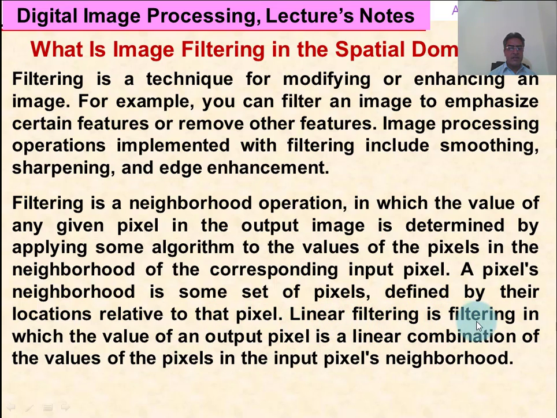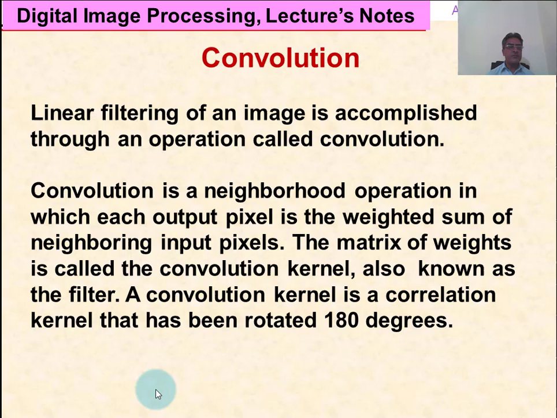Linear filtering is filtering in which the value of an output pixel is a linear combination of the values of the pixels in the input pixel's neighborhood. This linear filtering means we calculate the values of the neighbor pixels one by one, and then add up and go forward to the next pixel, and then the next pixel, up to the last pixel of the input image, and we linearly calculate all these pixel values. That is why it is called linear filtering.